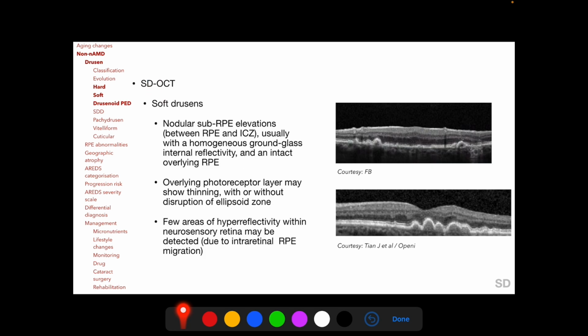On HD-OCT, soft Drusens appear as nodular sub-RPE elevations, usually with a homogeneous ground glass internal reflectivity and an intact overlying RPE. Overlying photoreceptor layer may show thinning with or without disruption of the ellipsoid zone. Few areas of hyperreflectivity may be detected within the neurosensory retina overlying the drusen due to intraretinal RPE migration, and we'll be discussing this further.